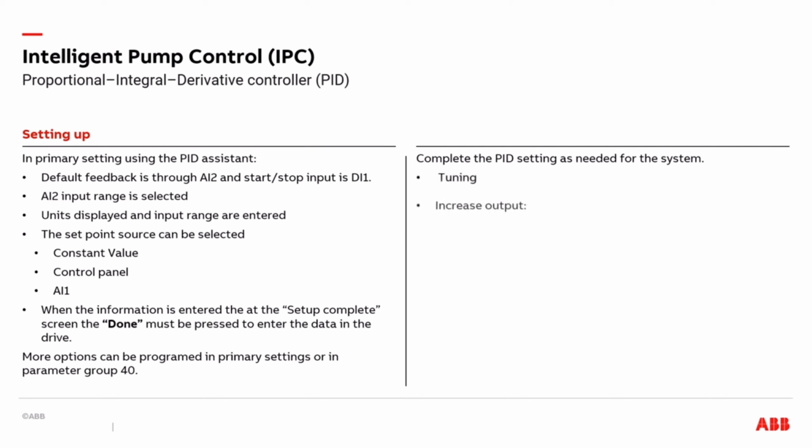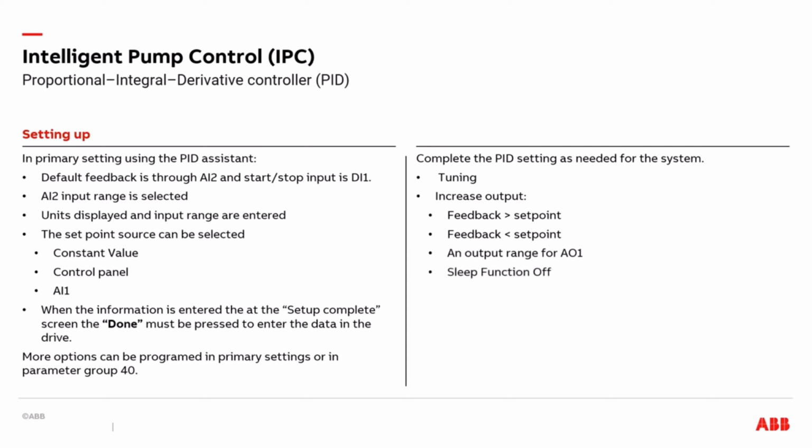You can do tuning, increase the output for feedback greater than set point or feedback less than set point. In our case, we're using pressure, so when the pressure drops and the feedback is below the set point, we want the drives to increase speed, so we want to increase the output when feedback is less than set point. Analog output range for analog output 1 can be set. Sleep function can be at off. If sleep function is turned on, you can program the activation level, the delay time, the boost settings, and the wake-up settings. Now let's go through setting up the PID loop.